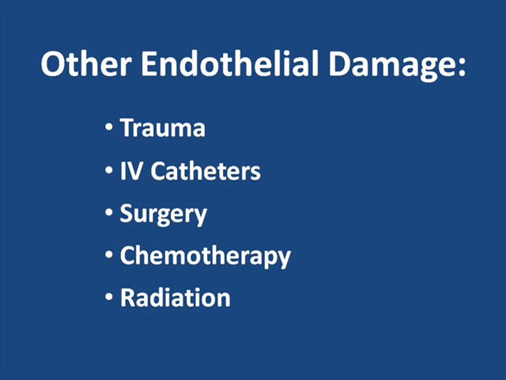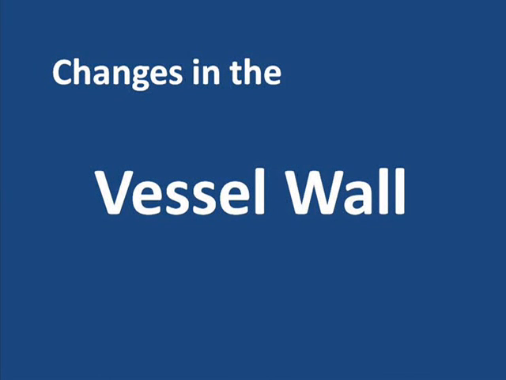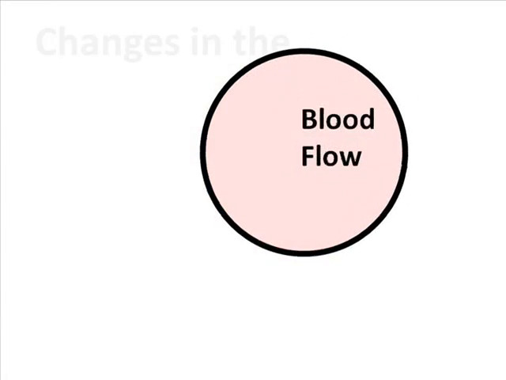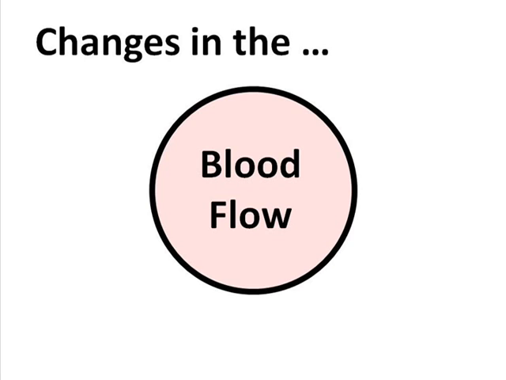Endothelial damage may also be due to trauma, such as a car accident, damage from IV catheters, surgery, or cancer therapies like chemo and radiation. So this is what is meant by changes in the vessel wall: the absence, injury, or dysfunction of the protective endothelium. Another element of Virchow's Triad is changes in the flow of blood.